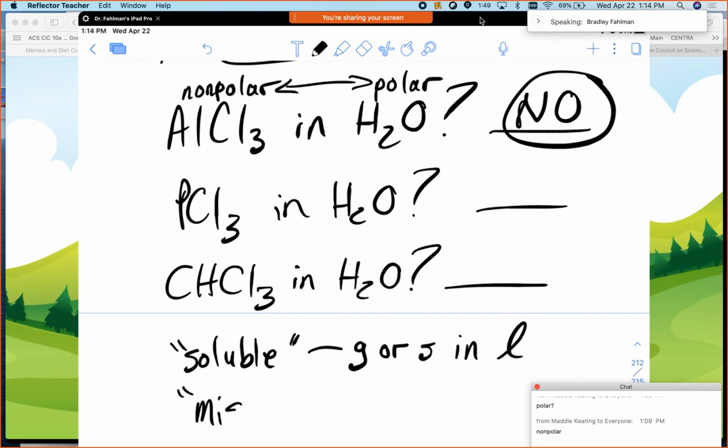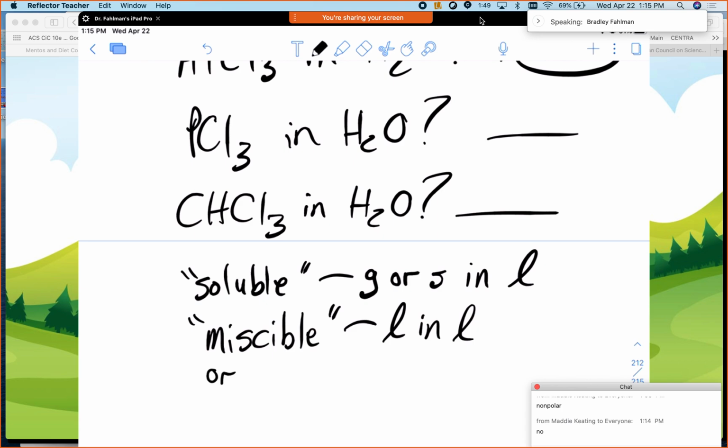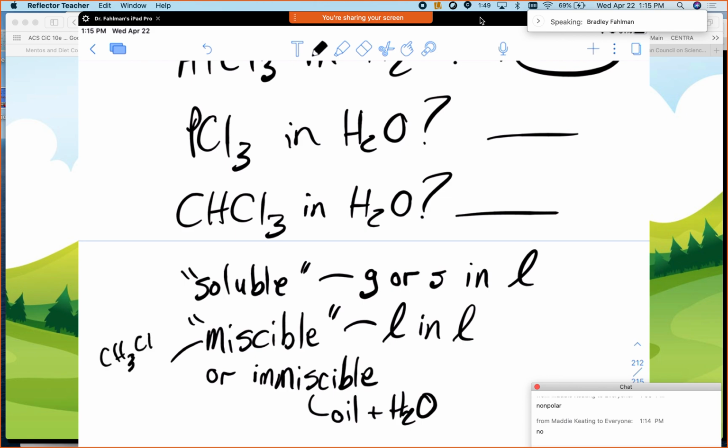We would say miscible. Have you heard the term miscible before? That's if you have two liquids, like oil and water, for instance. They are immiscible. So it would be oil plus water for immiscible, and then miscible would be ethanol in water.